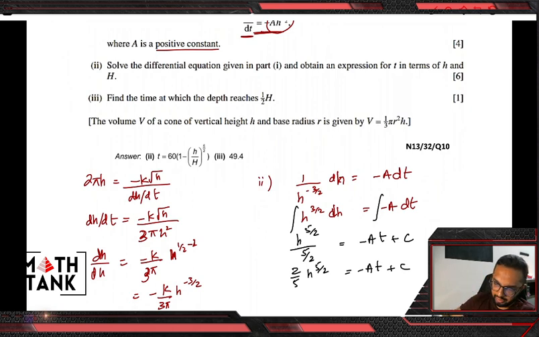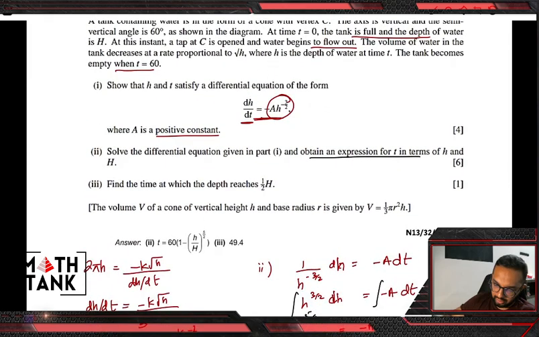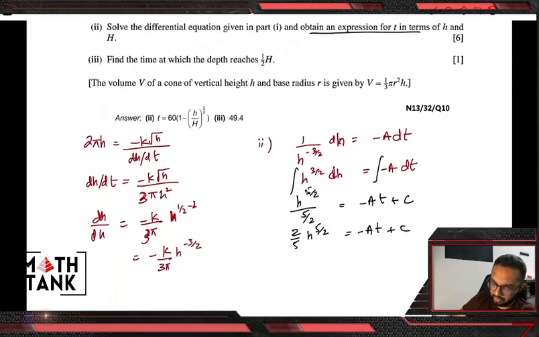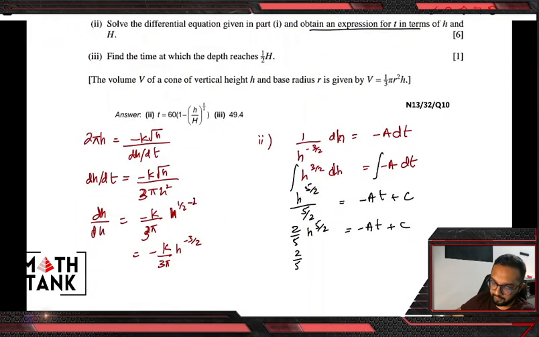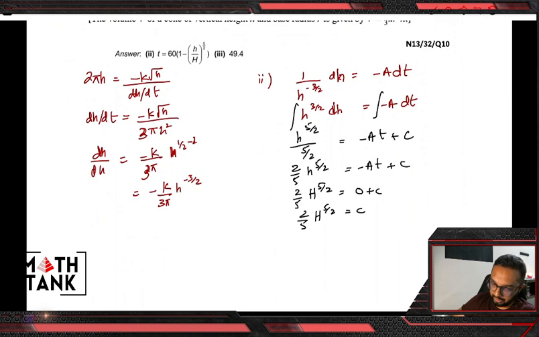Let's see. And obtain an expression for t in terms of h and capital H. So when was capital H? When time was 0, h was capital H. So I'm going to say that 2 over 5 capital H power 5 over 2 equals 0 plus c. So c is basically 2 over 5 H power 5 over 2. The tank becomes empty when time is 60. So another pair of equations that I have is 2 over 5 h power 5 over 2, let me just write that again, minus 2 over 5 capital H power 5 over 2 t plus c.